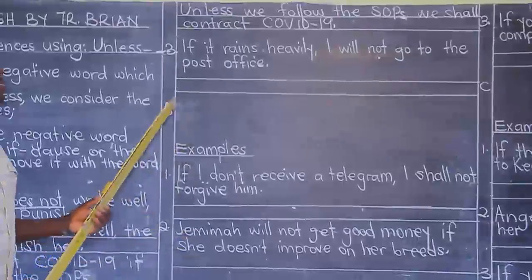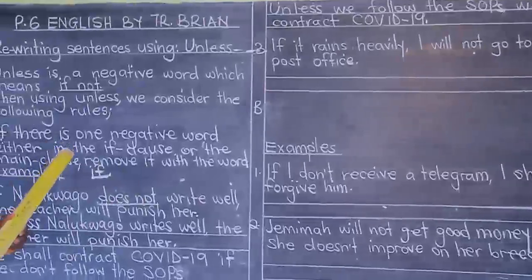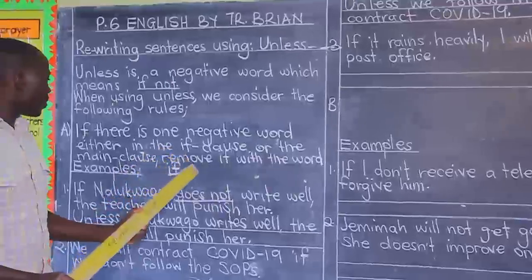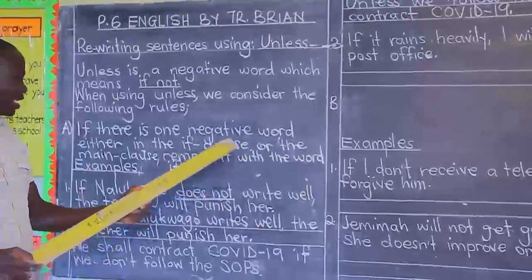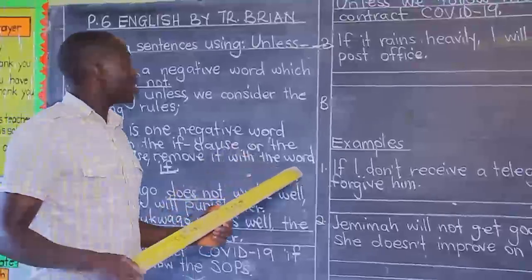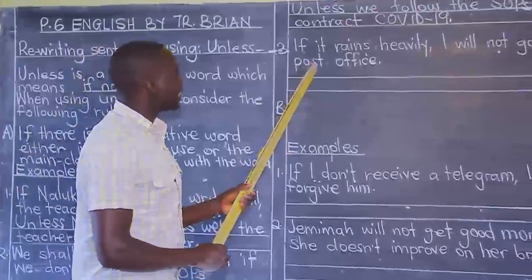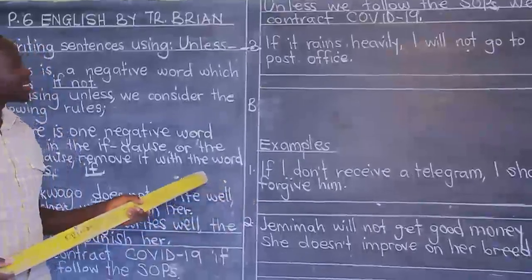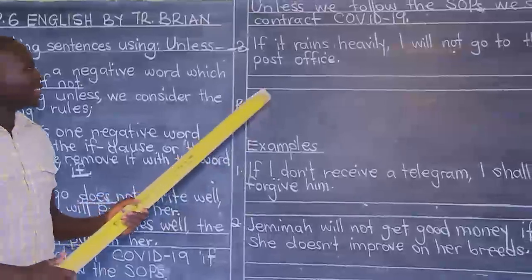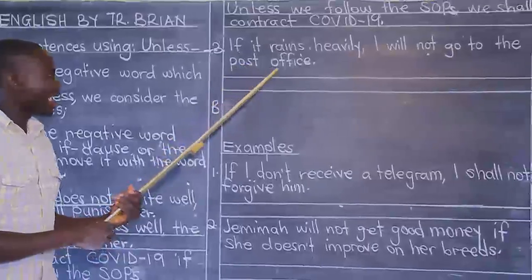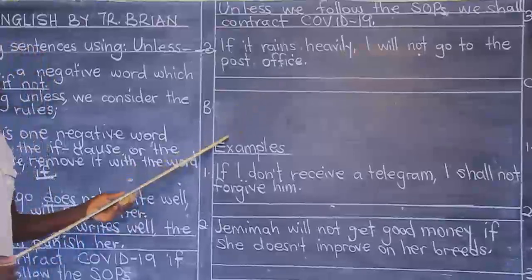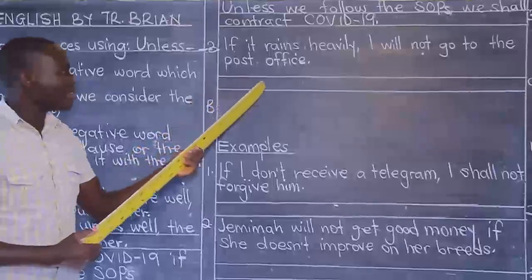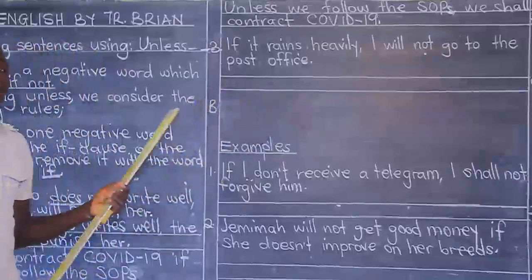Let's try number 3. Still we are following the same rule. If there is one negative word, either in the if clause or the main clause, remove it together with the word if. Now we are saying if it rains heavily, I will not go to the post office. Here we shall say, unless it rains heavily, I will go to the post office. That's wonderful. Unless it rains heavily, I will go to the post office.